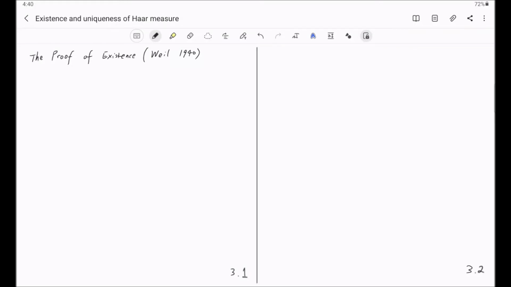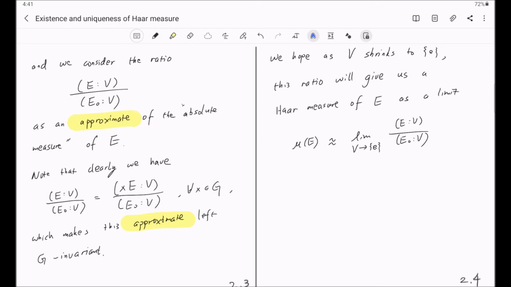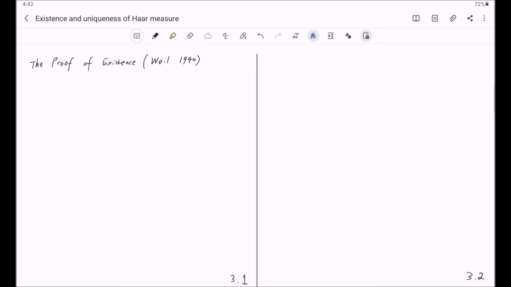Now we'll start talking about Weil's proof. Compared with Haar's original idea, by dealing with measures of sets directly, Weil's proof utilizes integrals of functions instead of measures of sets. And this, in general, is a very beautiful idea in modern real analysis.